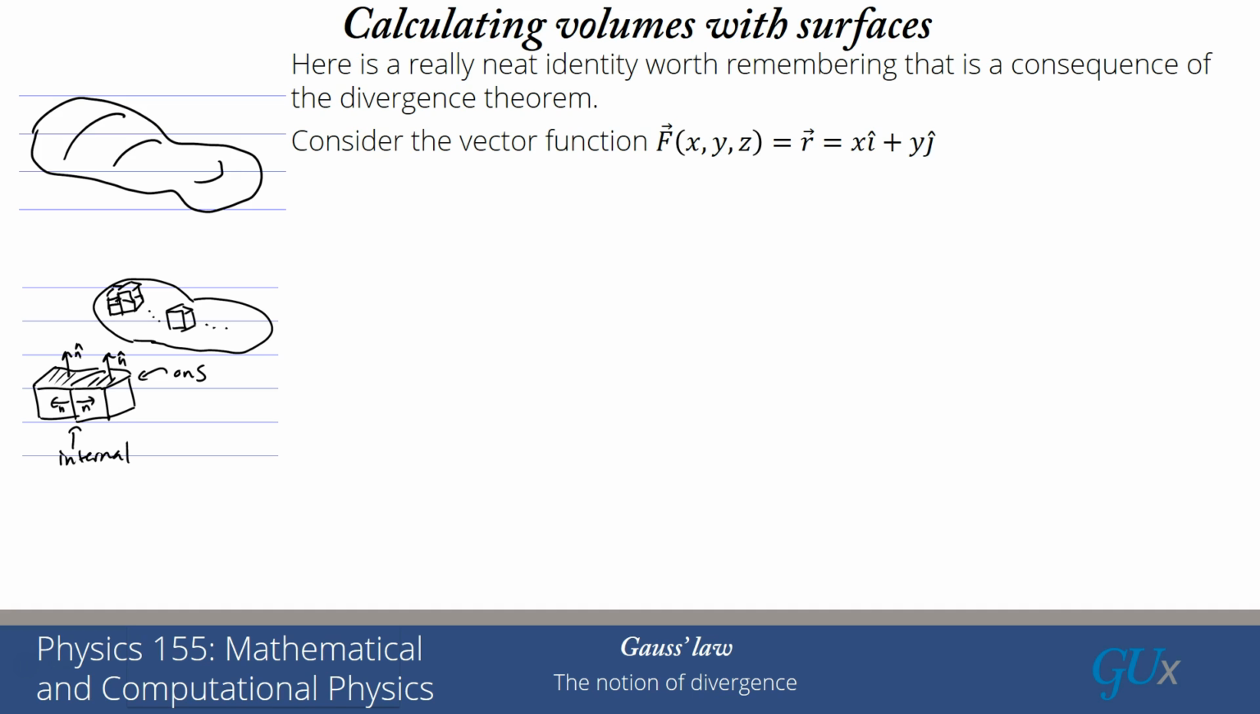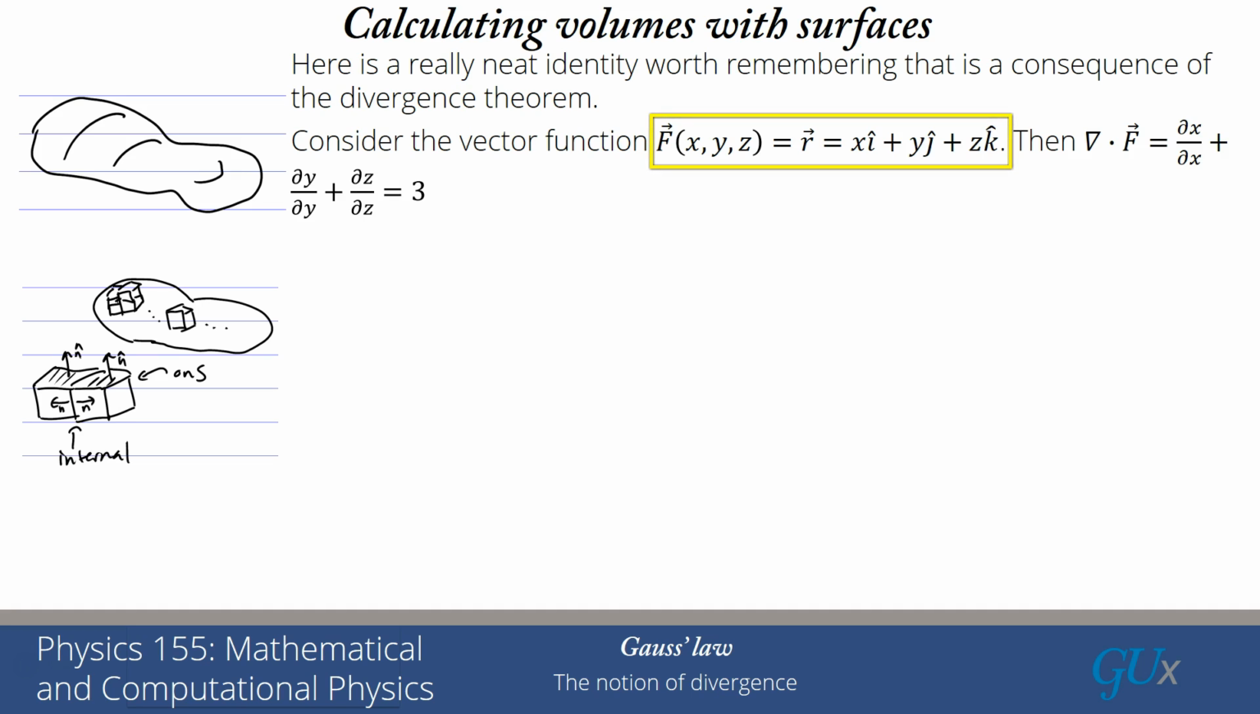So we're going to pick the vector function f to be the vector r, which is just x times i hat plus y times j hat plus z times k hat. Now let's take the divergence of f. I'll get a dx by dx plus a dy by dy plus a dz by dz. Each of those derivatives is equal to 1. When I add them together, I get 3.